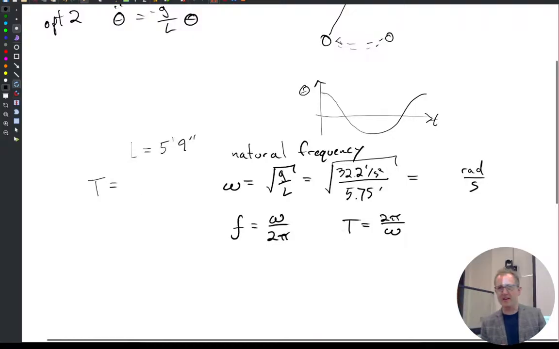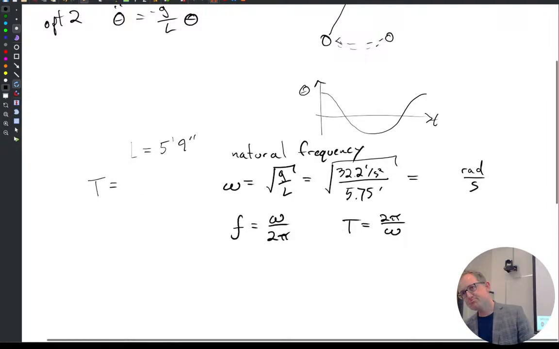How do these units all work out? We have radians, seconds, and then radians per second. Do you know where all this is coming from? Where do I put radians, seconds, and radians per second? Radians per second is omega.